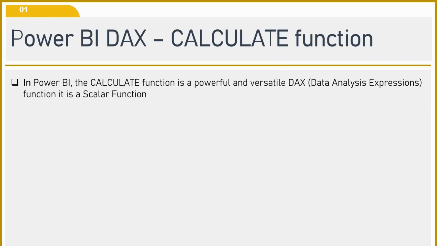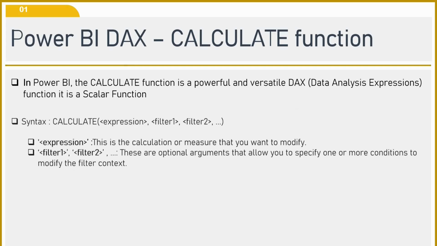Now in Power BI, the calculate function is a powerful and versatile DAX function. It is a scalar function. What scalar function means is it will return you a scalar value, which means a single value. This is what a calculate function is all about. As I said, you can apply a filter to your expressions. Whichever expressions you are using, you can apply a filter to it to get the value that you're looking for.